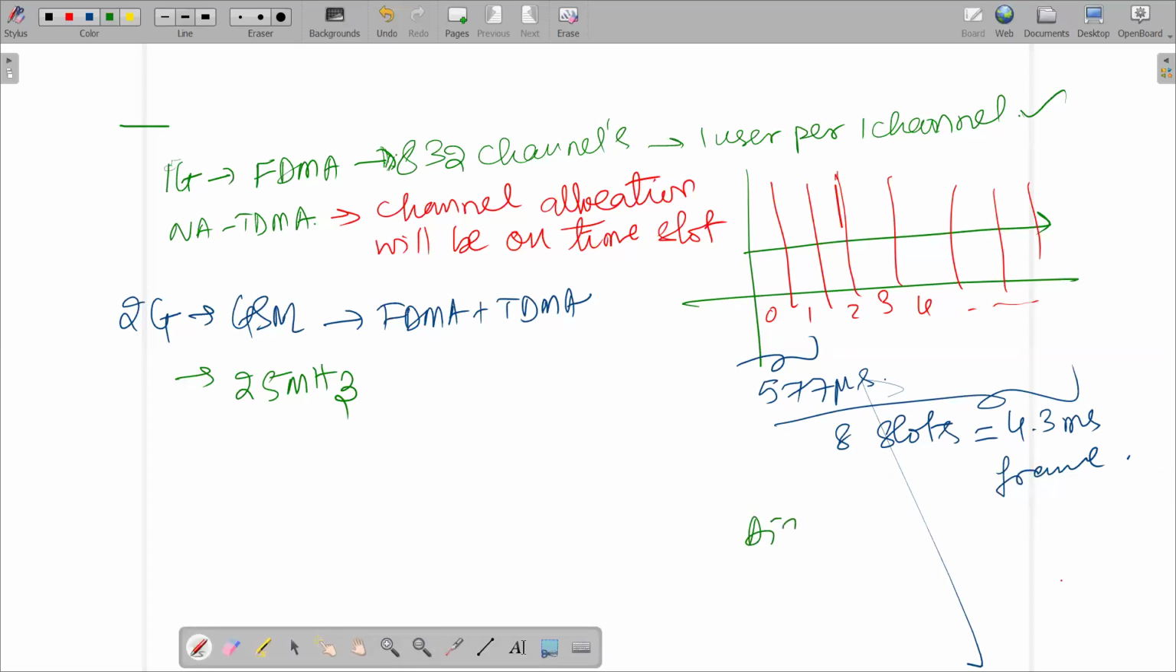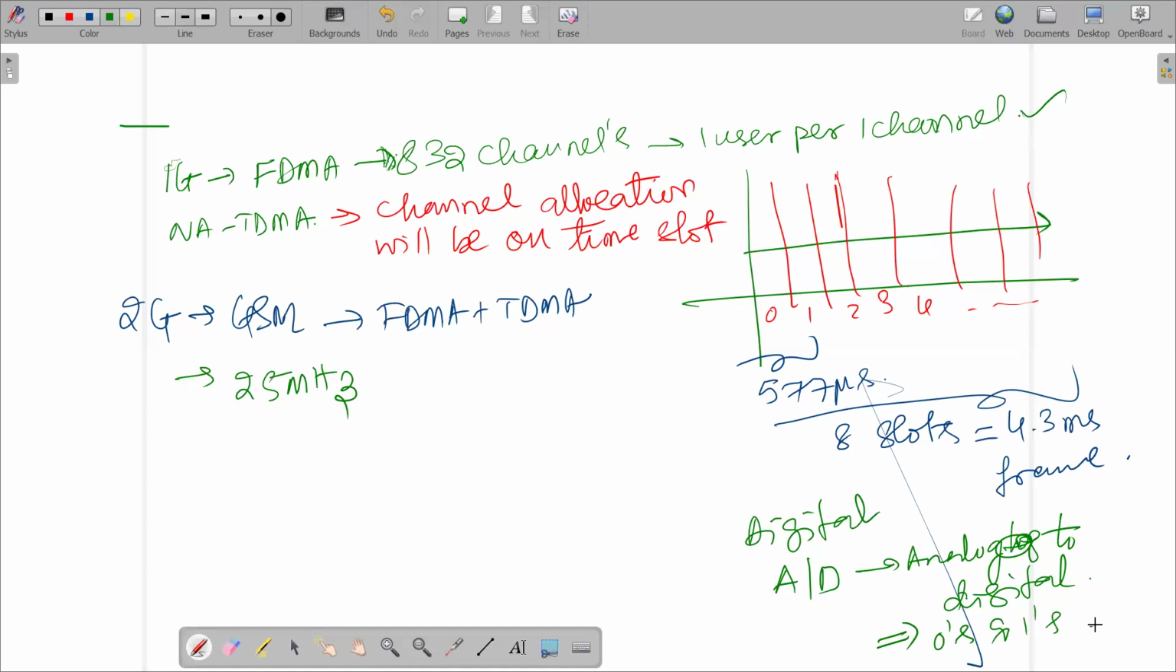GSM is completely digital. We know that whenever we talk, that will be in the form of analog. This analog should be converted to digital. So analog to digital conversion, right? We'll get zeros and ones. There will be some manipulation to provide security; these bits will be manipulated.